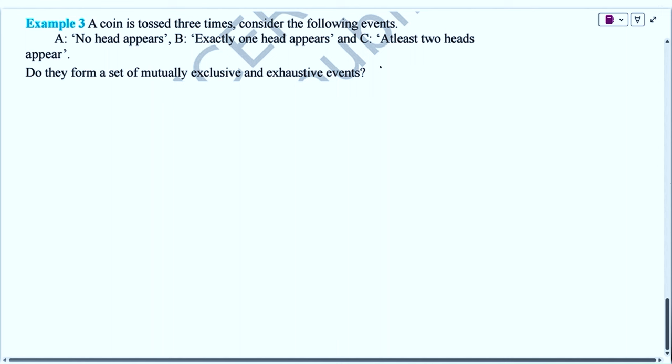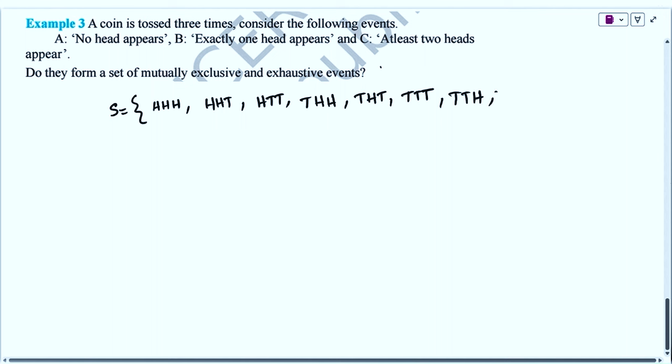So, we have a coin tossed 3 times. We get the sample space S equal to HHH, 3 times we are getting head. Then HHT, then HTT, then THH, THT, TTT. Also TTH and HTH. There are 8 elements in the set.